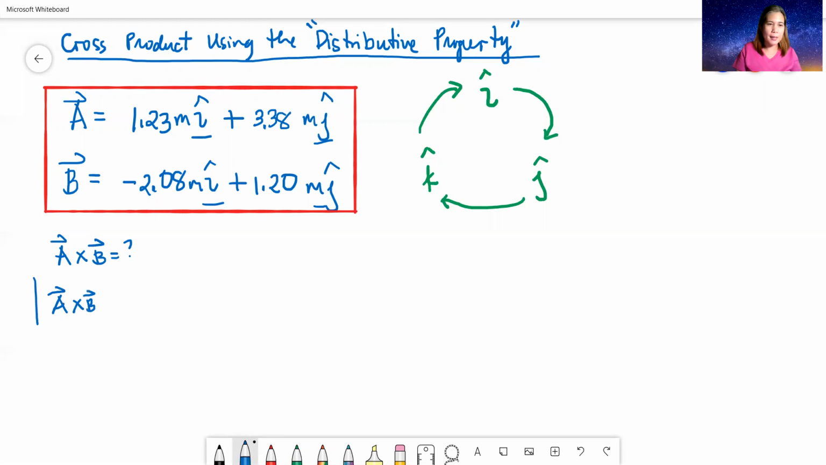We do not put the absolute value symbol here when we do this method or the determinant method or the other because the final answer here will already give us the magnitude and the direction.